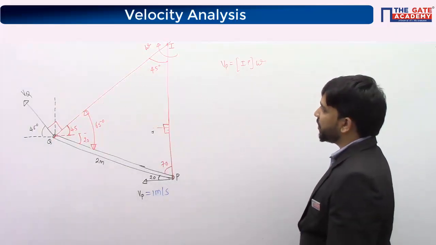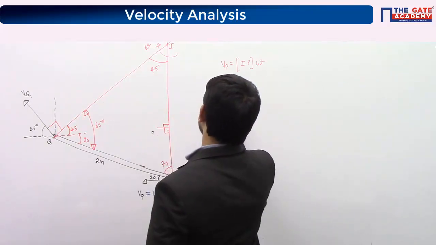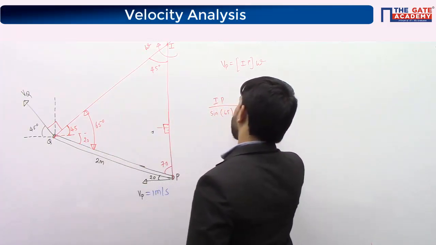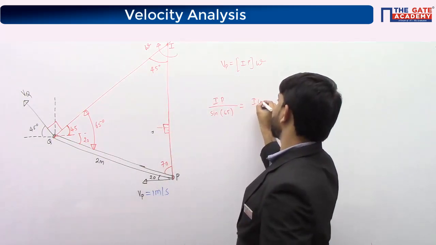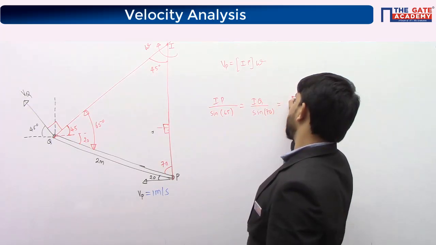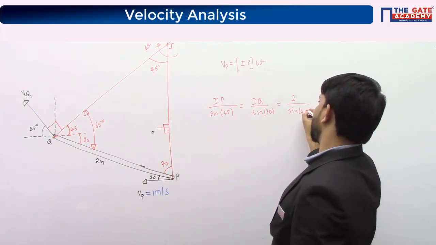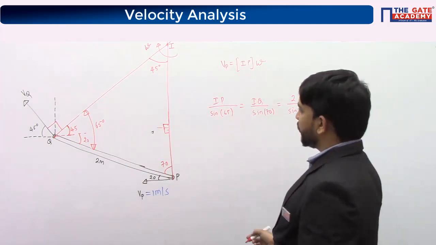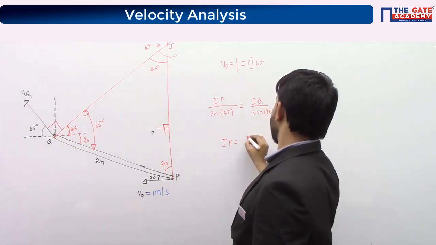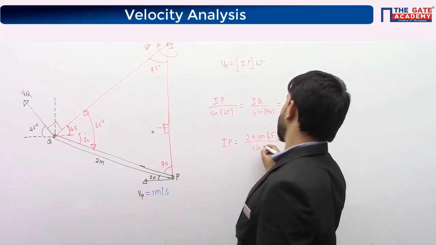So I'm writing sine rule for this triangle. If I write sine rule, I want to find IP. So IP divided by sine of opposite angle. Opposite angle is 65 degrees. Similarly I can write IQ divided by sine of opposite angle, 70 degrees. And 2 meters, opposite angle is 45 degrees, sine 45. So from here I want to find out IP, okay? So IP is 2 into sine 65 divided by sine 45.